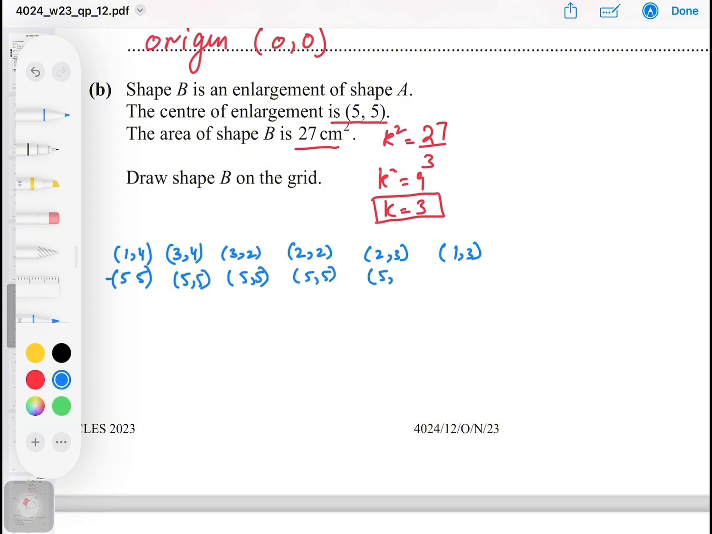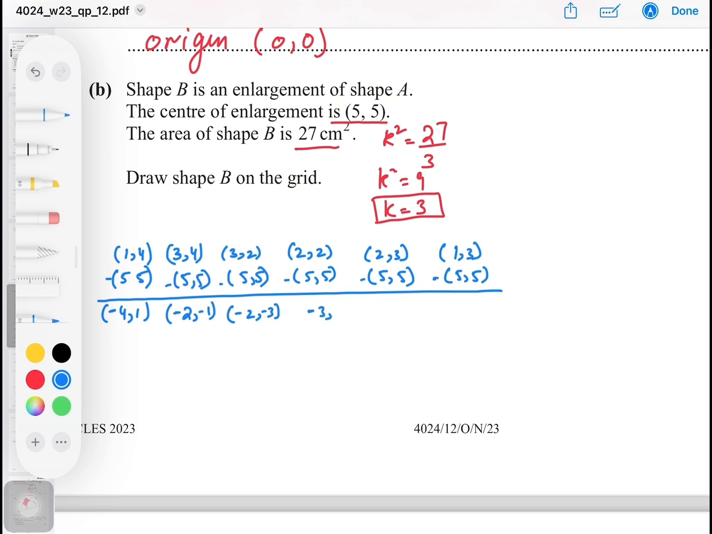From all coordinates, after subtracting, I'll get (-4, 1), (-2, 1), (-1, -2), (-3, -3), (-3, -2), (-4, -2). Now I'm going to multiply every coordinate by the scale factor, that is 3.